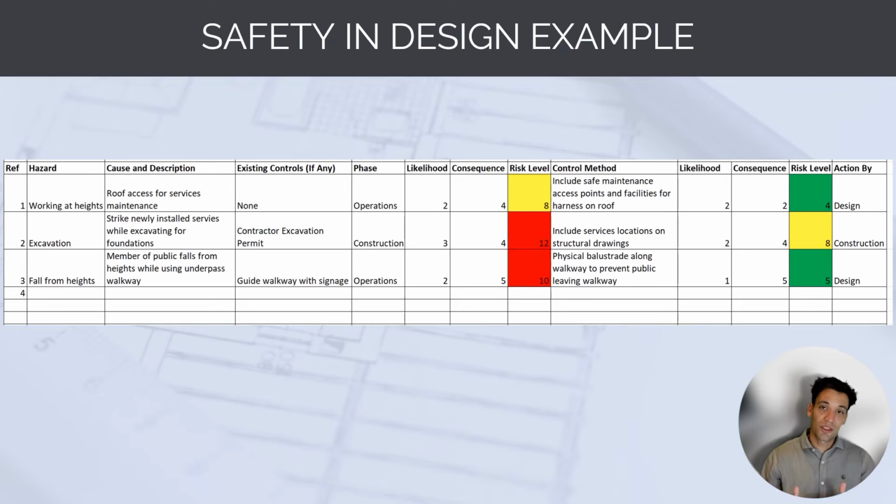Okay, so let's look at a safety in design example. So we've got a hazard that's been identified, which is working at heights, which is roof access for services during maintenance. There are no existing controls in place. The phase of the project is the operations phase, and then we also put in the likelihood and consequences and the control method. So a control method is to include safe maintenance access points and facilities for harnesses in the design. And then we've got the level of risk after the control is put in place. We do this for all the potential hazards identified during the safety and design.